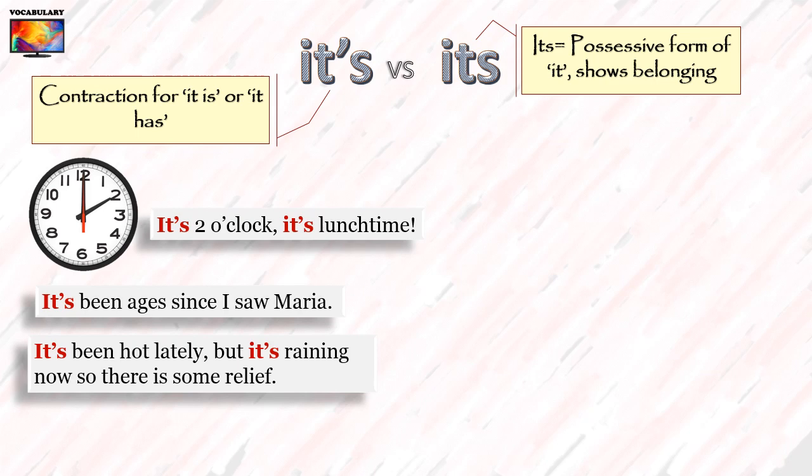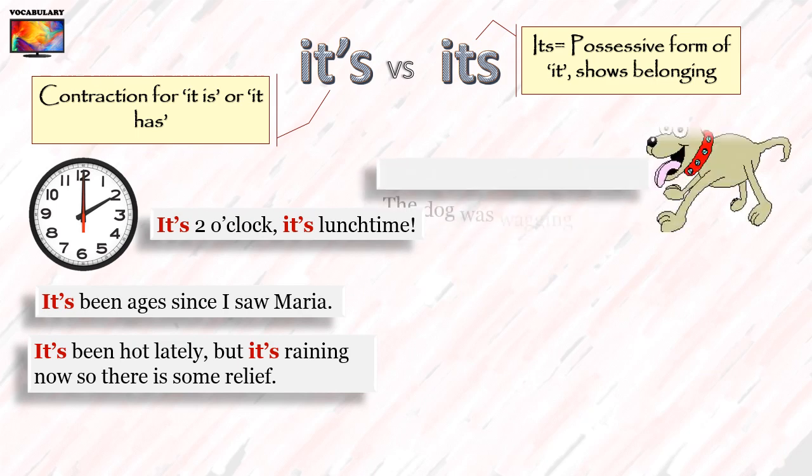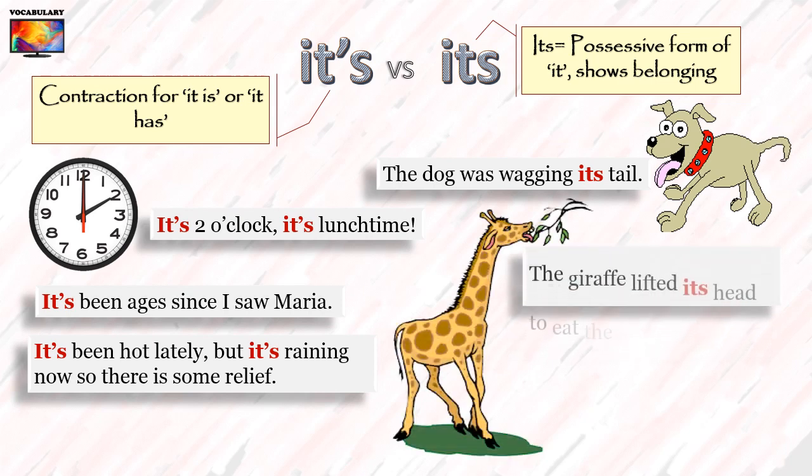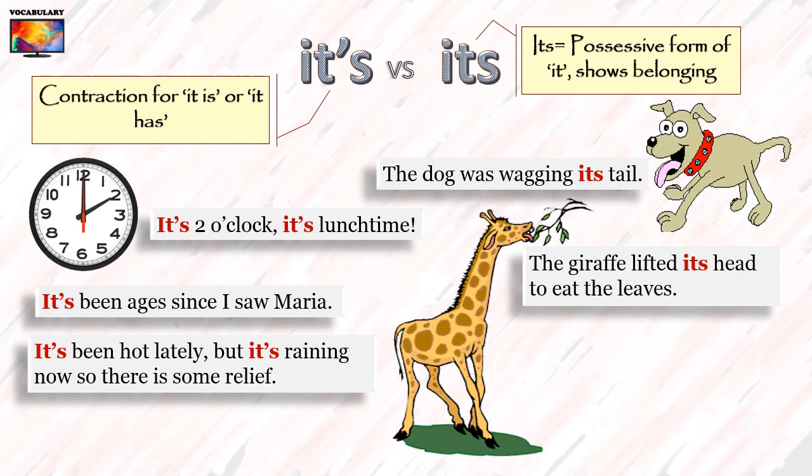Remember, the personal pronoun it is used for lifeless things, animals, and babies. So for example, the dog was wagging its tail. Whose tail are we talking about? A dog's tail. So we use its, the possessive form of it. The giraffe lifted its head to eat the leaves. Whose head? A giraffe's head. So we use its, the possessive form of it.